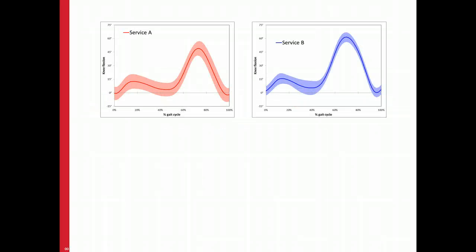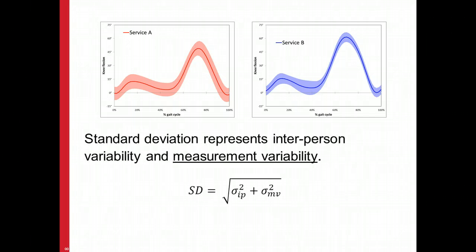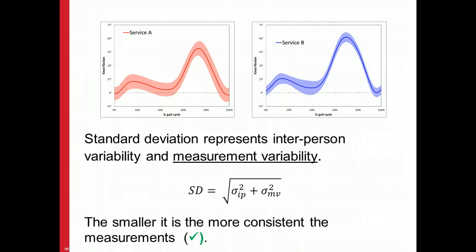So let's take these two different data sets. They're characterized by the mean trace in the middle and the standard deviation bands on either side of it. And let's talk first about those standard deviation bands. They represent the interperson variability within the normal sample that we've got, but also the measurement variability of our techniques. Which means that, broadly speaking, the smaller the standard deviation, the more consistent are the measurements.